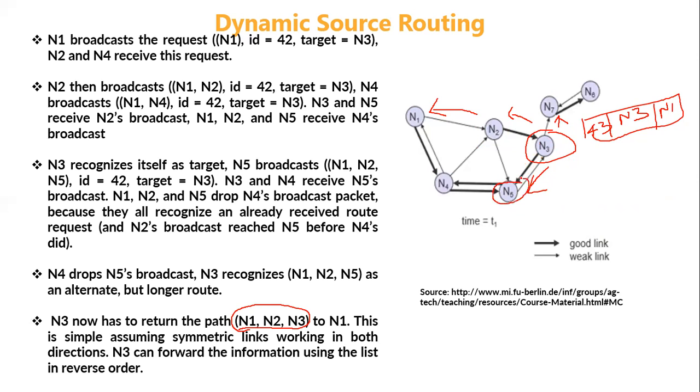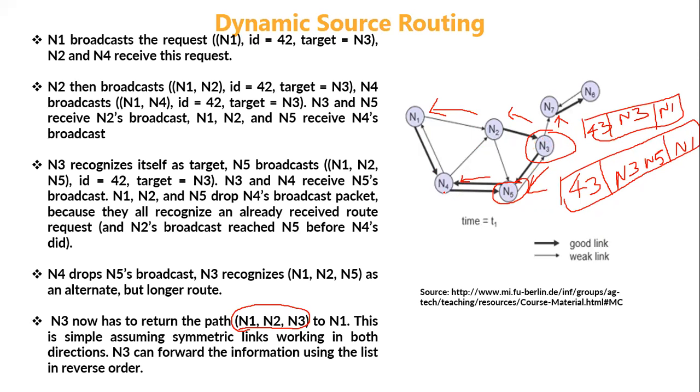Now N5 will check whether this is a duplicate packet. No. Is it the destination? No. So again it will broadcast the same packet 43, but to the path it will add N5 also: N3, N5, and N1 is the destination. All this information it will add to the packet and broadcast. From N5 it will broadcast to N3 and also to N4. When it goes to N3, N3 will discard it because it's a duplicate packet.